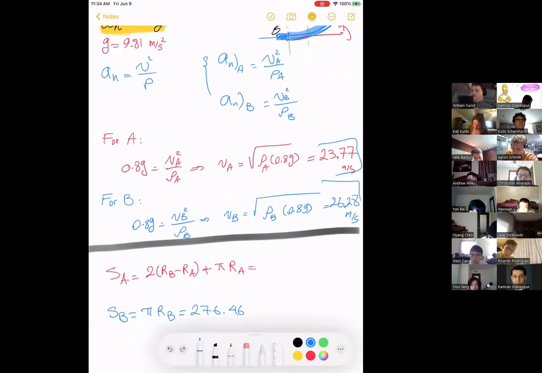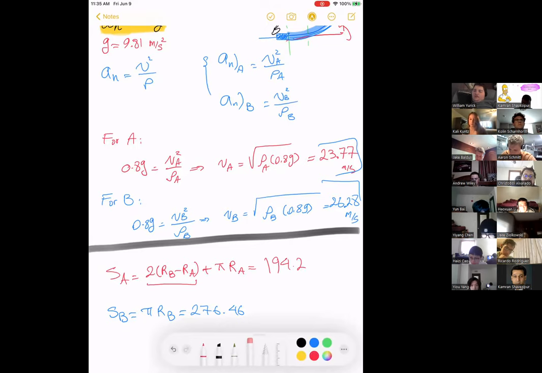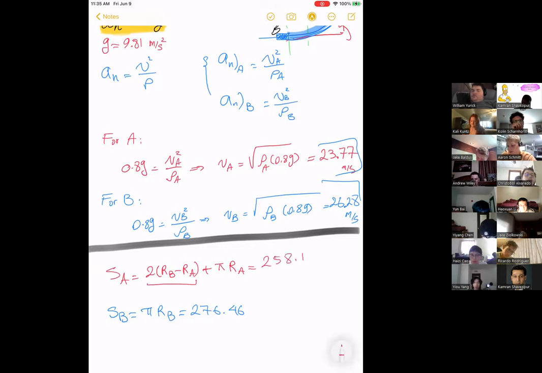Yes. 194.2 meters for SA and 257.6 meters for SB. 194, how much is it? Yeah, 194.2. How you get that? Because pi times RA, which is 72, is 226. Right. Plus, this is 32. Oh, my bad. I subtracted for some reason. Okay, that's fine. So 258.19, that's what I got, meter. Yeah.